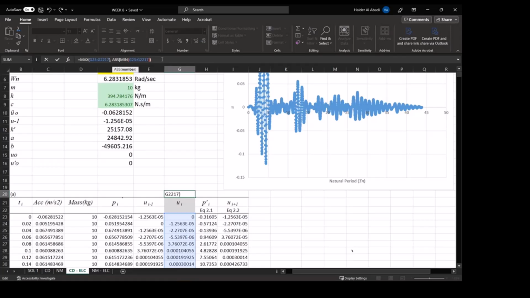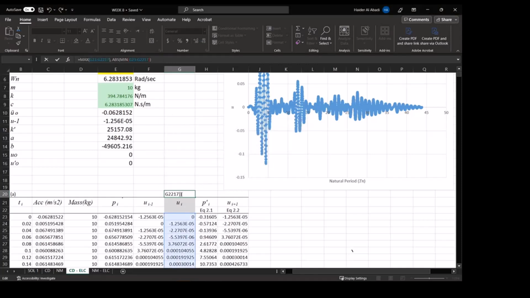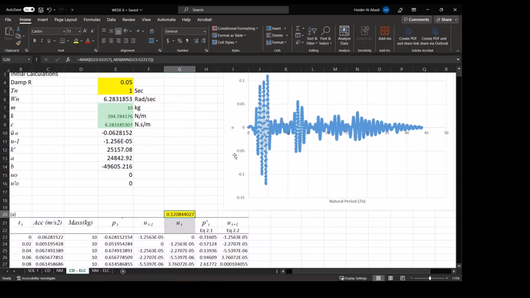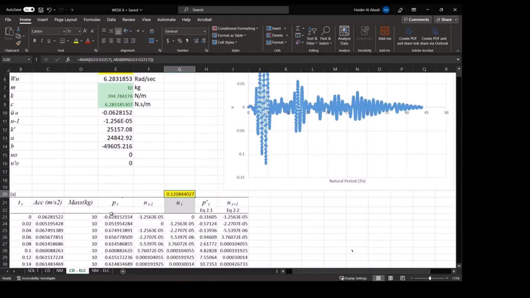Close the bracket, close the other one. See what it's gonna do. Have another brackets here and there. Yeah, okay, now it is doing what I want it to do. So this value basically is going to measure for me the maximum response, whether negative or positive, we have for that single degree of freedom system when it's excited by this El Centro ground motion.